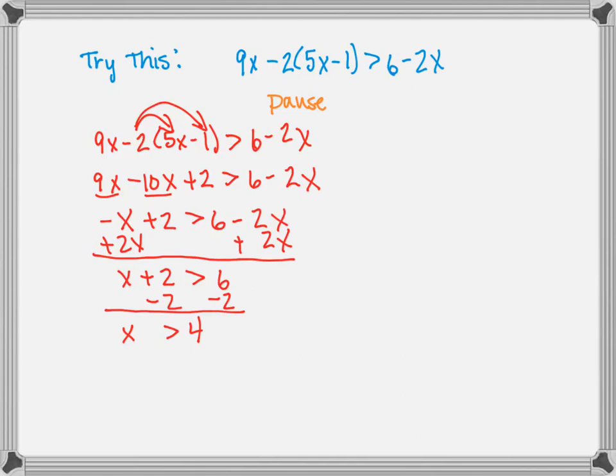That's my solution. And if I'm writing this in interval notation, the smallest number that x can be is 4, and that is not included, so curved parenthesis. And the largest number that x can be would be infinity, although infinity is not really a number, and infinities get curved parentheses.